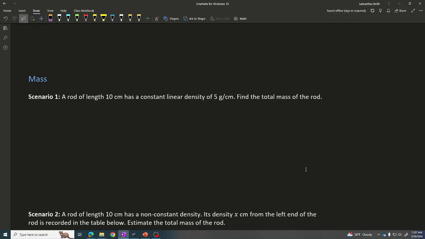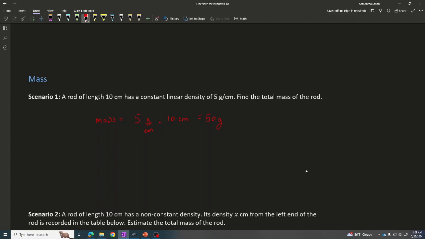Well, if density is saying that there are 5 grams of mass in every centimeter of length, and the rod is 10 centimeters long, then we could estimate the total mass by just taking that density of 5 grams per centimeter and multiplying it by the total of 10 centimeters. Just density times length, giving you a total of 50 grams of mass for this rod.